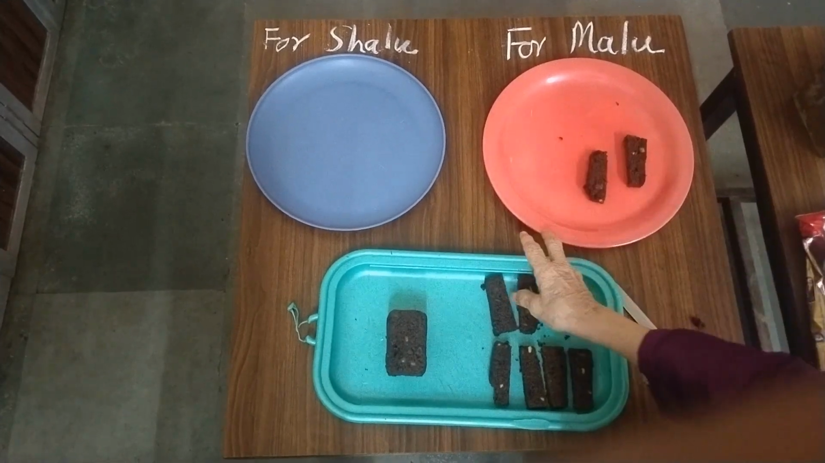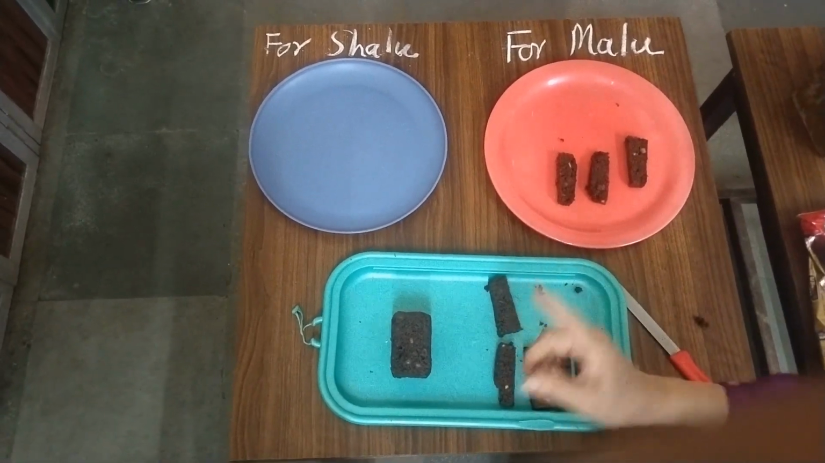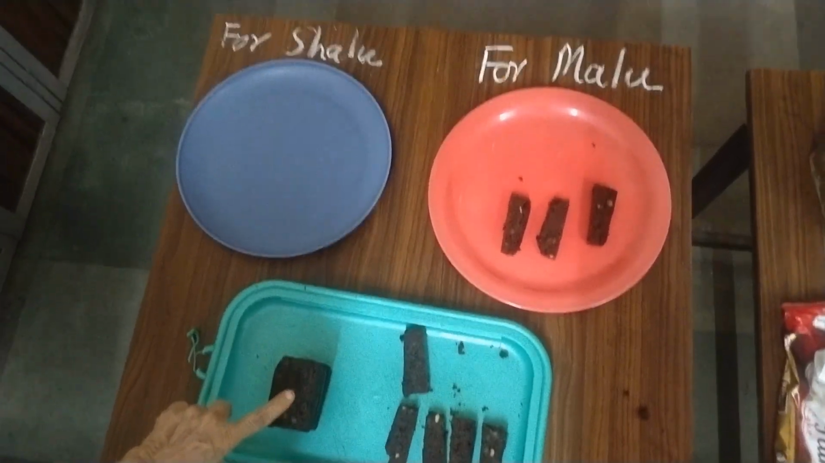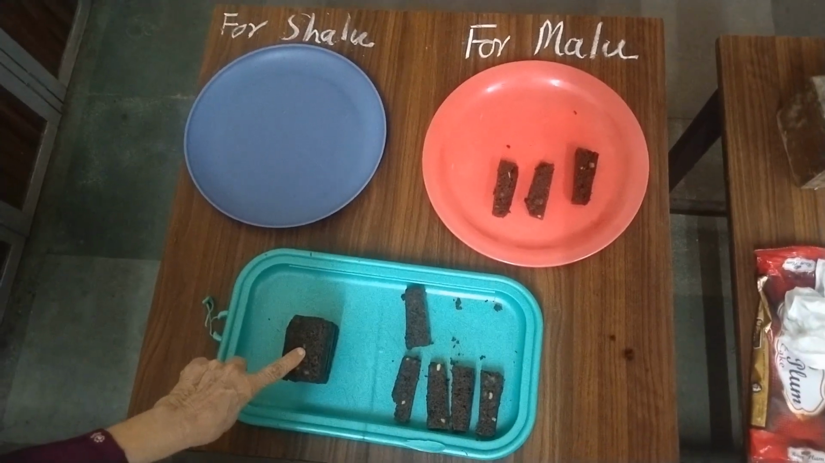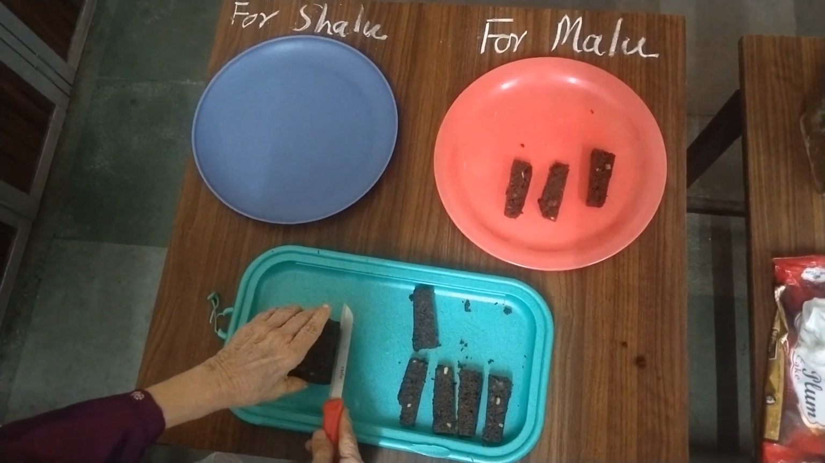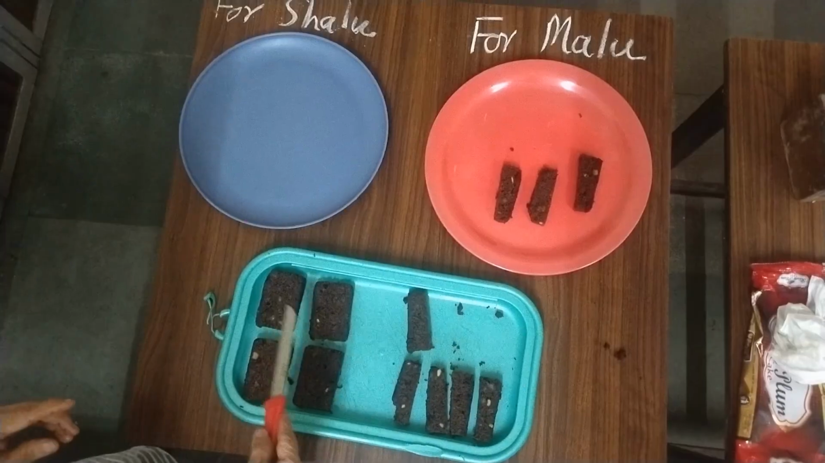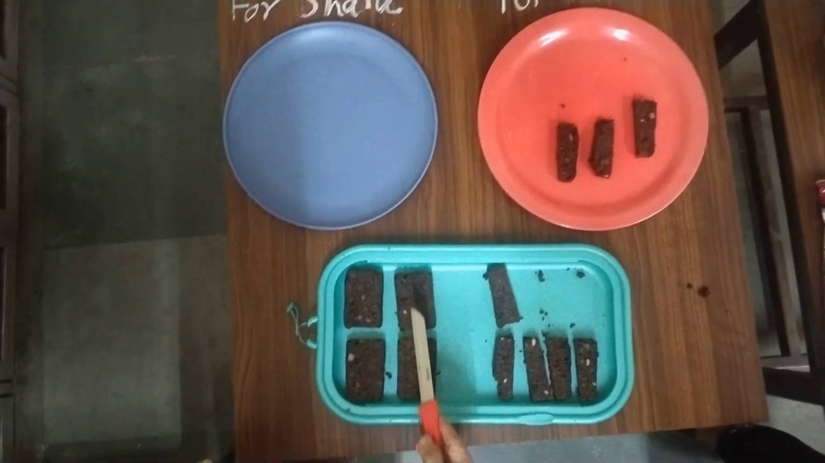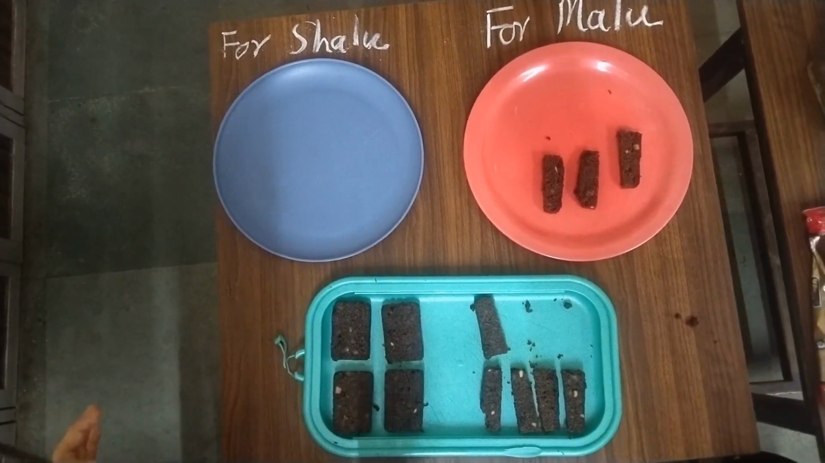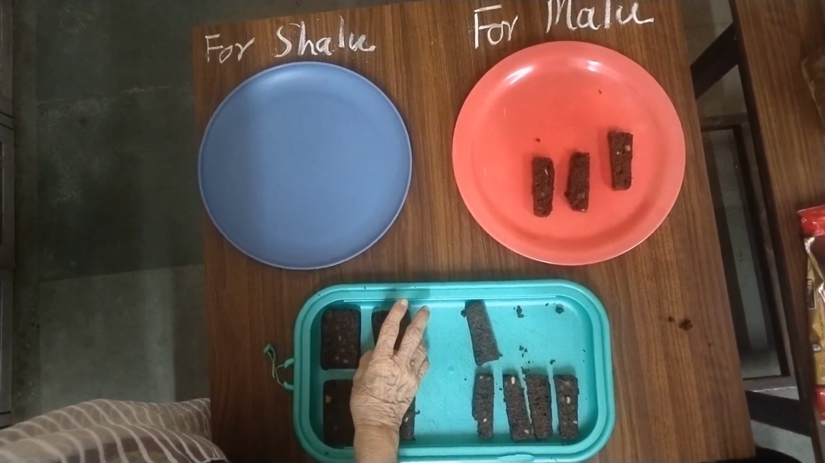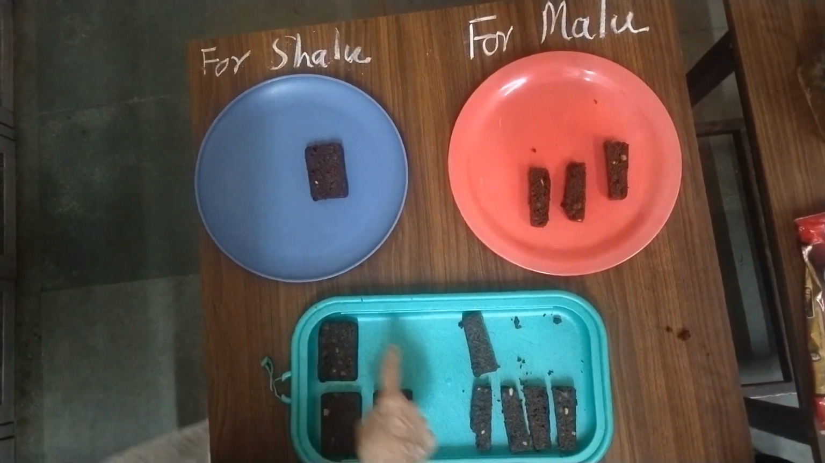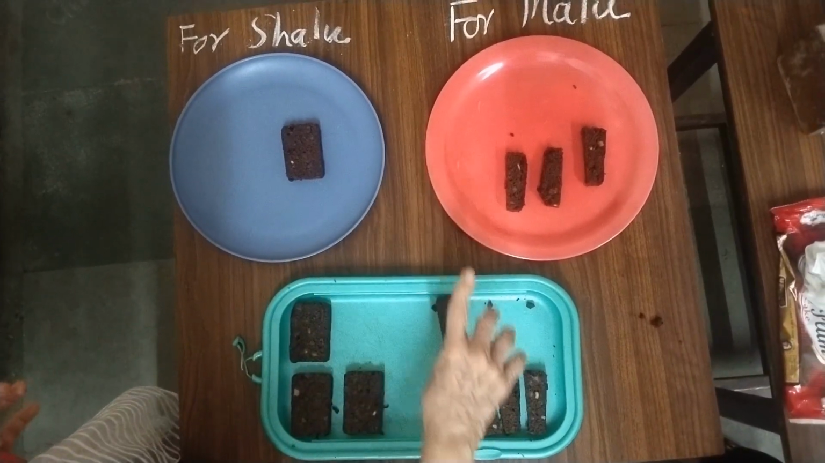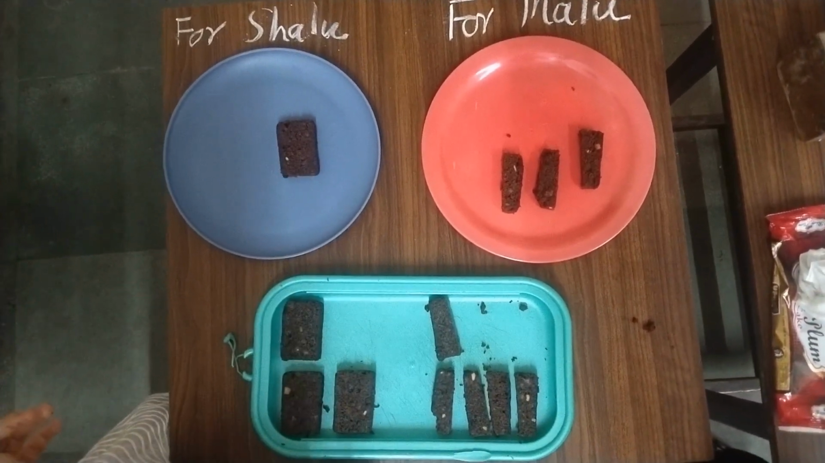1, 2 and 3. Now let us come to Shalu's cake. This is the cake meant for Shalu, and I am going to cut it only into 4 equal parts in this fashion. So these are the 4 equal parts from Shalu's cake. Now I am ready to give her only 1 part from that cake. And now we will have to represent this entire process on the blackboard.